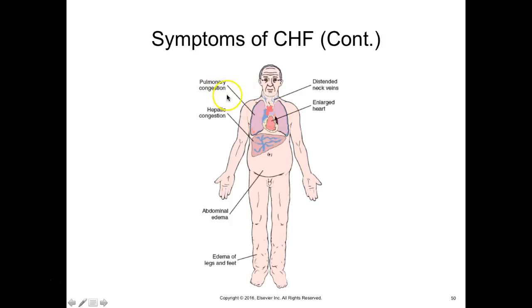So enlarged heart, pulmonary congestion, hepatic congestion. It really depends on if it's right-sided heart failure or left-sided heart failure. Okay, right-sided heart failure will back up into the body, so it causes the distended neck veins, the enlarged liver, and abdominal edema and edema in the legs and feet. Left-sided failure causes issues with pulmonary congestion because remember, if we're backflowing from the right side, it backflows into the body. If we backflow from the left side, it backflows into the lungs.